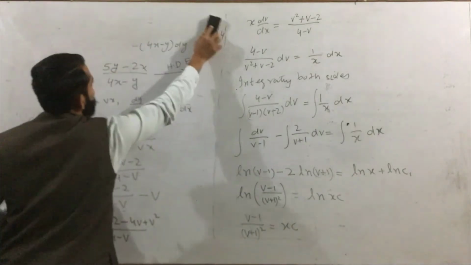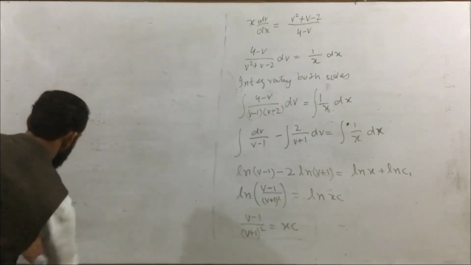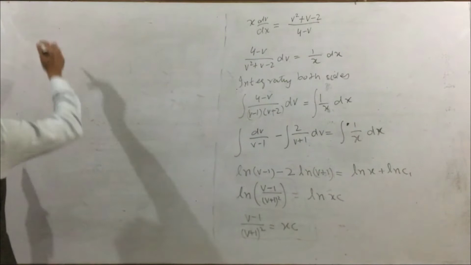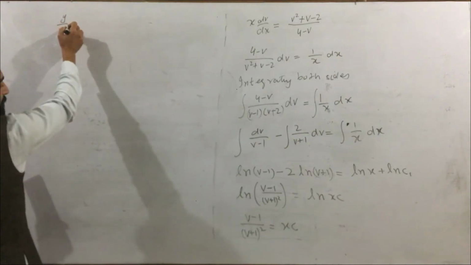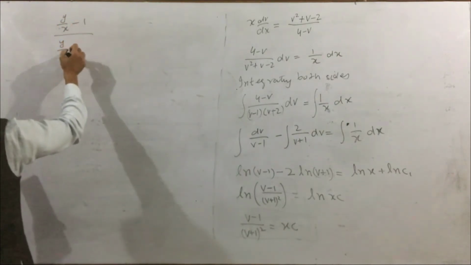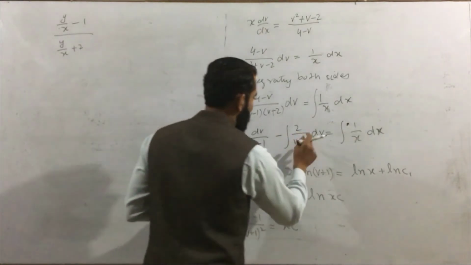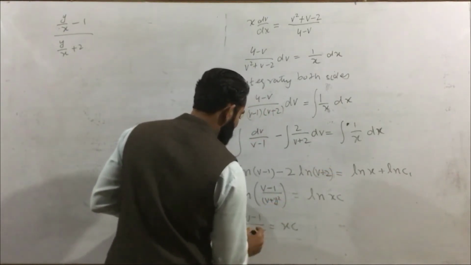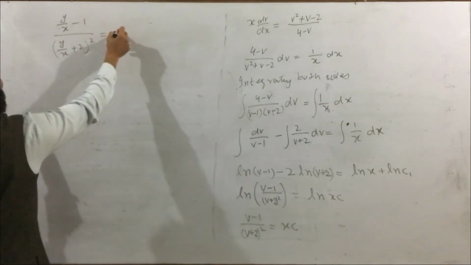Now from here, giving the value of v back, which is y over x: (y over x minus 1) divided by (y over x plus 2), here we have plus 2, whole square is equal to xc.